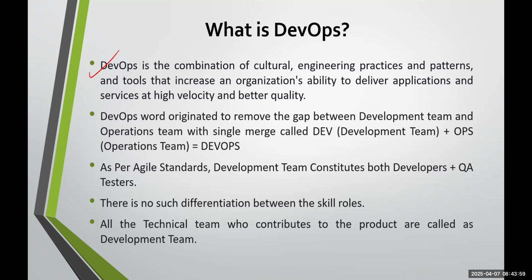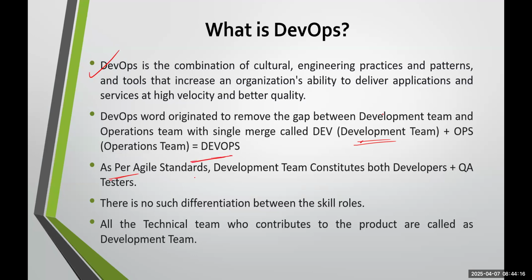So that's the main goal of a DevOps team. The word DevOps originated to remove the gap between the development team and the operational team. That's the reason we merge them into a single word: dev means development team and ops means operational team, and so it becomes DevOps.